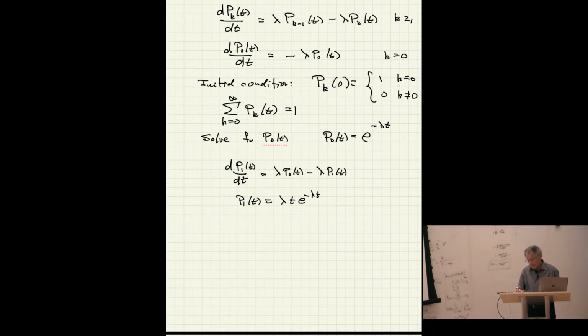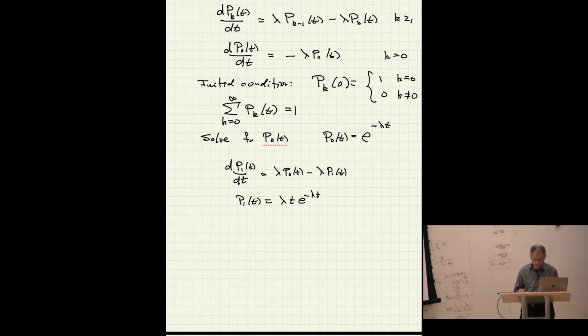Now, if you didn't believe me and I just threw that at you, how could you check it? What would you do to check that this last thing I wrote down is correct? Well, just plug it back into this equation. You know the p_1, you know the p_0, and of course it's correct.